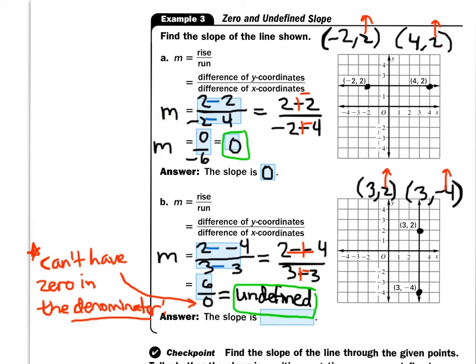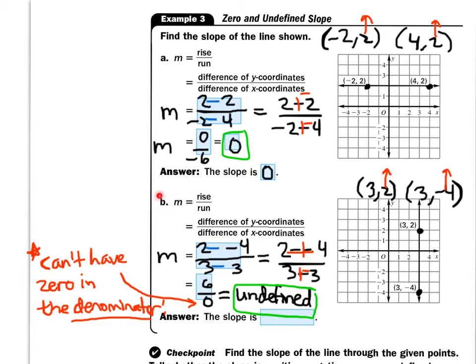So the slope is m equals, and put your fraction bar, so 2 minus 2 over negative 2 minus 4. And so add a line and change the sign. So 2 plus negative 2 gives you 0 on top. And negative 2 plus negative 4 gives you negative 6 on the bottom. Well, 0 divided by anything is just 0. So the slope of this line is 0.